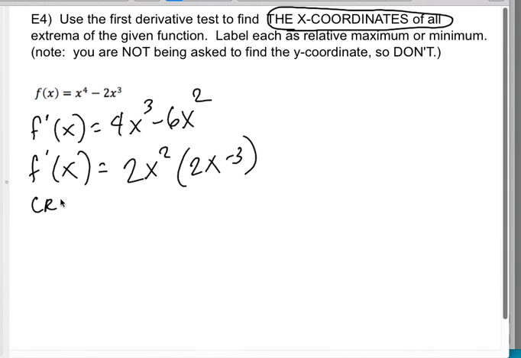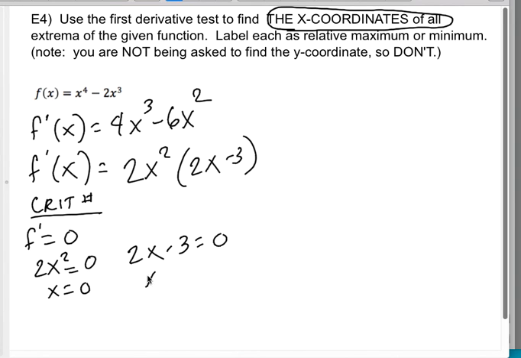So my critical numbers are going to be when f prime is 0. So 2x squared equals 0. That's when x is 0. Or when 2x minus 3 is 0, which is going to be x equals 3 halves. F prime does not exist is not a thing that's going to happen here, and there are no endpoints here. So the only things that go on my sign chart are the 0 and the 3 halves.